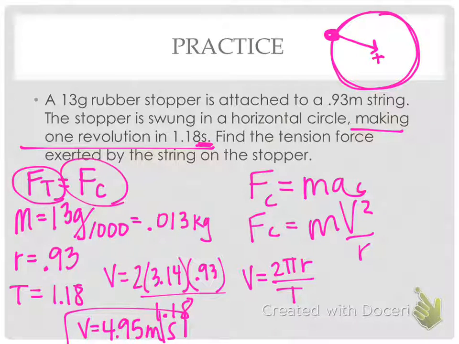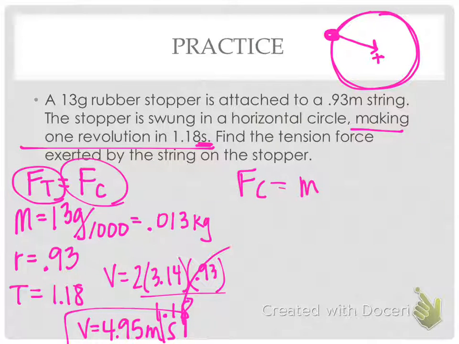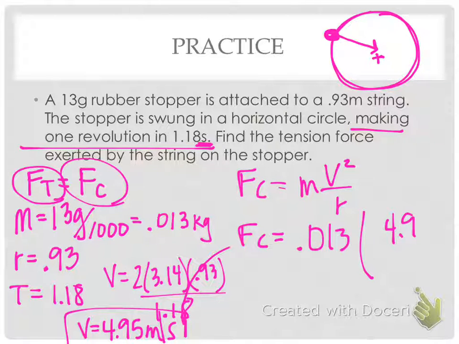Okay. And from there, where do we go? That's right, we want to plug in velocity over here. So let me get rid of this. We say centripetal force is equal to m times v squared over r. So 0.013 times 4.95 squared over 0.93. You're just squaring the numerator here.